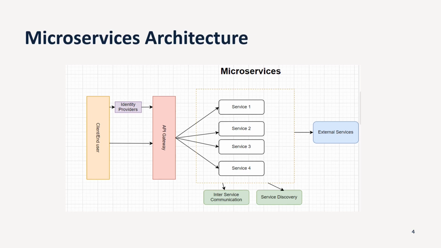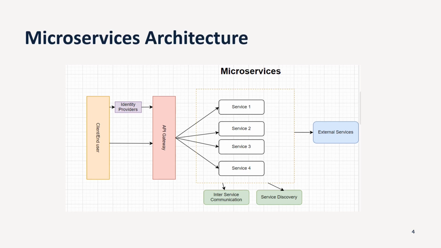So how do these services talk to each other? What is the inter-service communication architecture? That is also one aspect of microservice architecture. Then we have the service discovery. Suppose we have a lot of microservices, then how to find the URL of a service, how to get the information about services? All these things are handled by the service discovery.